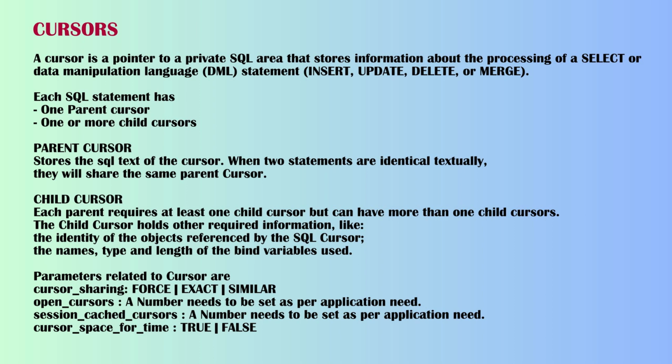Cursor_space_for_time. Cursor_space_for_time lets you use more space for cursors in order to save time. It affects both the shared SQL area and the client's private SQL area. Accepted values for this parameter are TRUE or FALSE. False: shared SQL areas can be deallocated from the library cache to make room for new SQL statements. True: shared SQL areas are kept pinned in the shared pool.